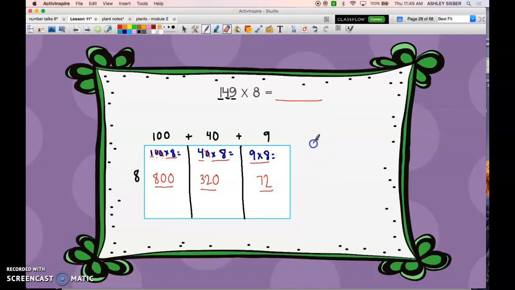I have 800, 320, making sure the 3 is in the hundreds place, the 2 is in the tens place, and the 0 is in the ones place, and 72, 7 in the tens place, 2 in the ones place. Now add. 0, 0 plus 2, 2 plus 7 plus 0 is 9, 8 plus 3 is 11. So my final product is 1,192.